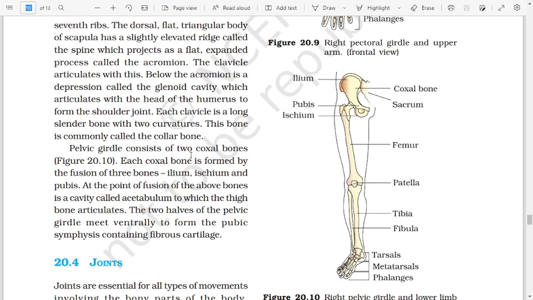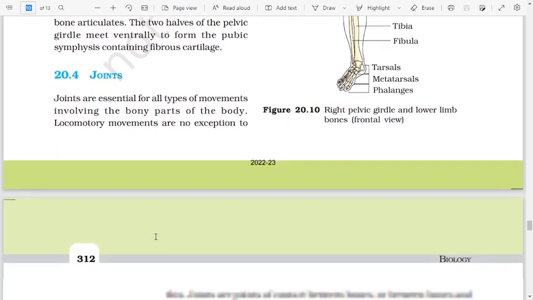The pelvic girdle consists of two coxal bones, figure 20.10. Each coxal bone is formed by the fusion of three bones: ilium, ischium, and pubis. At the point of fusion of these bones is a cavity called the acetabulum, to which the thigh bone articulates. The two halves of the pelvic girdle meet ventrally to form the pubic symphysis, containing fibrous cartilage.